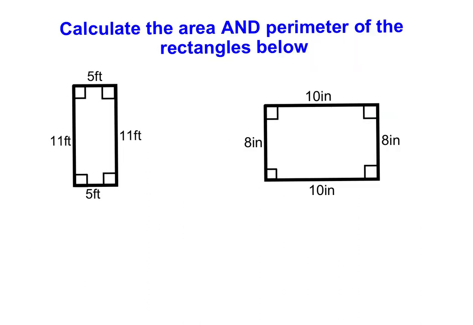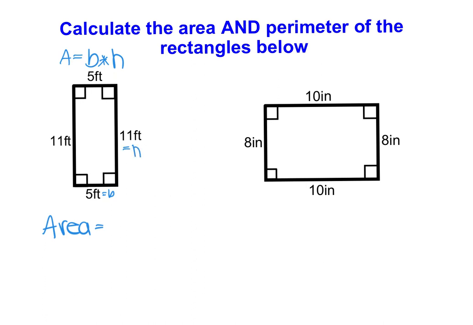So now let's apply this to the shapes below. It says calculate the area and the perimeter of the rectangles below. So let's start with the area of this first rectangle. I know that area is calculated for rectangles by taking base times the height. So I can see that my base is down here, that's 5. And my height is 11, which is right here. That's how tall my shape is.